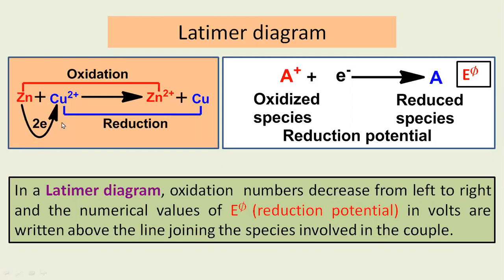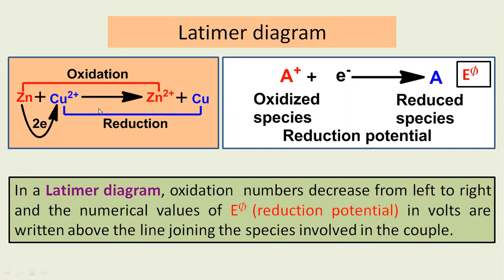An important thing in a redox reaction is that oxidation and reduction occur simultaneously. You cannot have only oxidation or only reduction. Both have to occur simultaneously, and each of the pairs the way I have connected here, zinc to zinc 2 plus and copper 2 plus to copper, is known as a couple. These are known as redox couples.